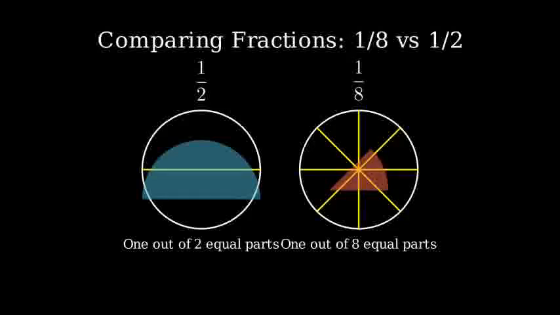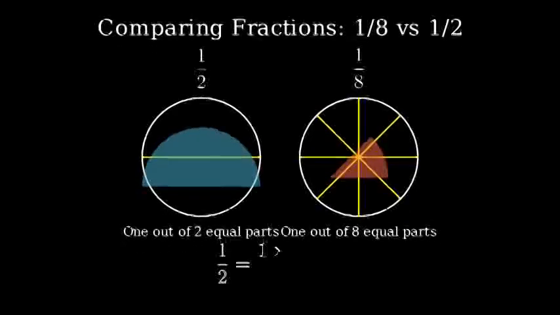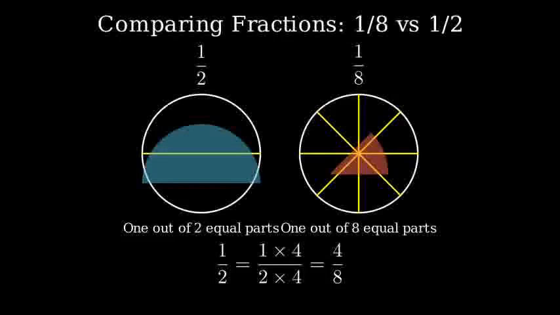To make the comparison even clearer, let's convert 1/2 into an equivalent fraction with a denominator of 8. Since we're multiplying the denominator by 4 to go from 2 to 8, we must also multiply the numerator by 4. So 1/2 is equal to 4/8.